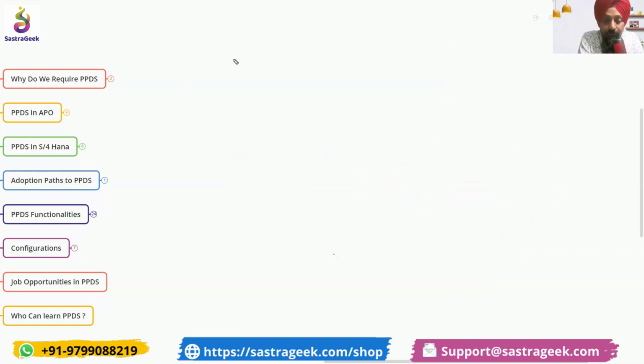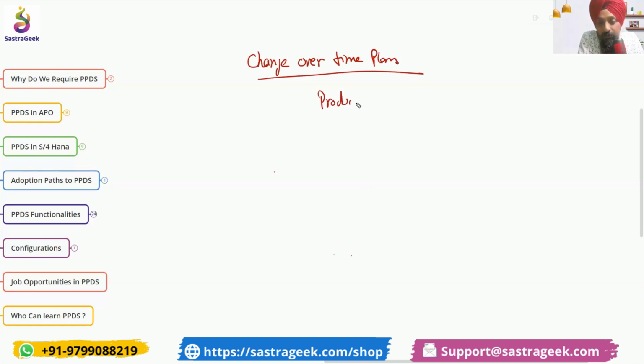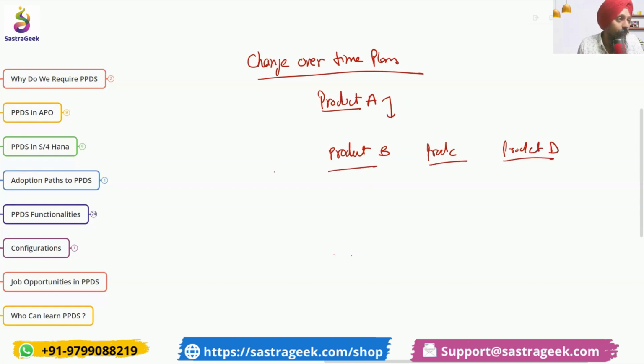If you know about what we call changeover time planning, where you are producing a product A in a line, and then you can shift, you have an order for product B, then product C, then product D, right? Product B, product C, product D. This is also called setup time planning.